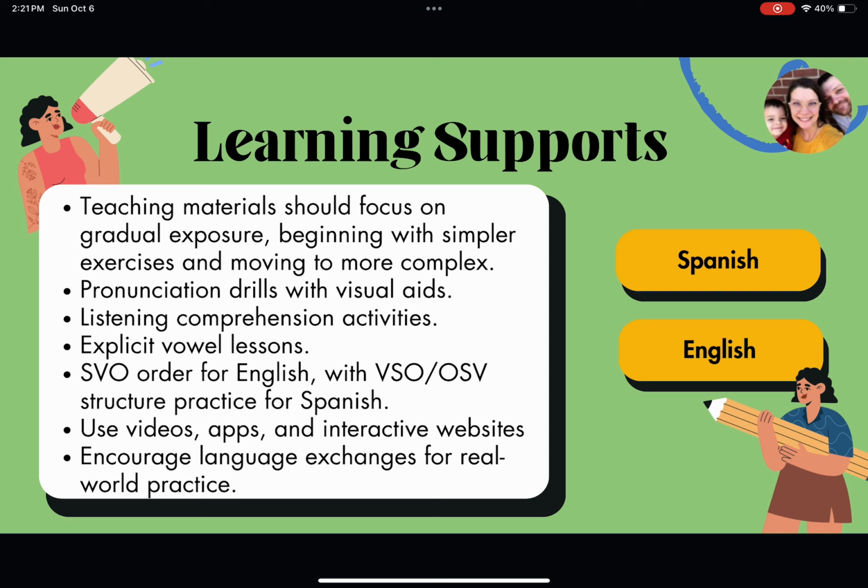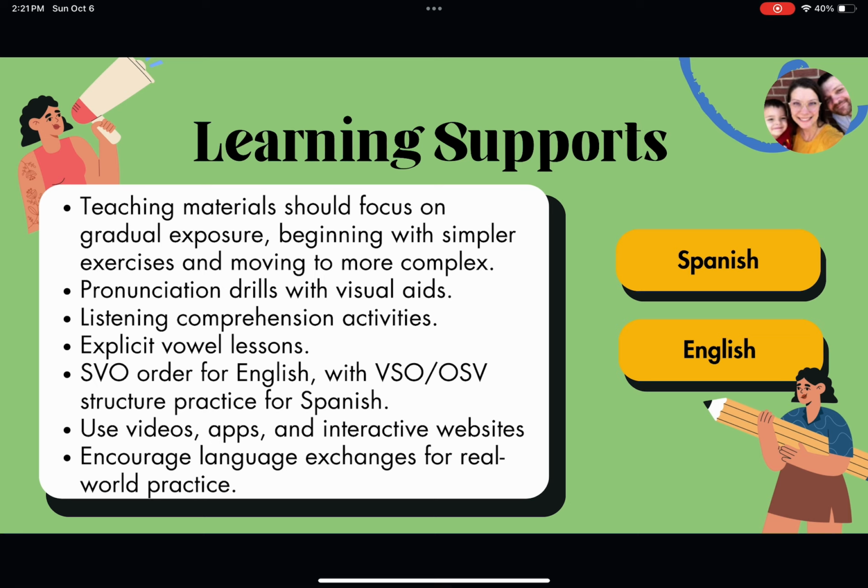To improve teaching materials and support strategies for learners of English or Spanish based on the identified areas of difficulty, here are some tailored suggestions. Teaching materials should focus on gradual exposure to complex materials or concepts, starting with more basic rules, pronunciations, and so forth, then moving on to more difficult concepts.